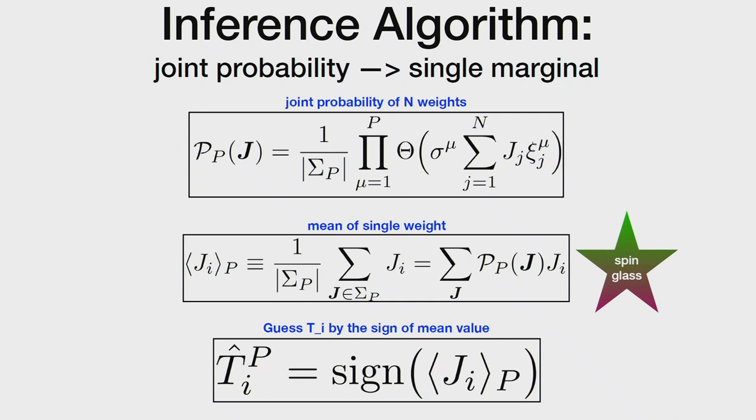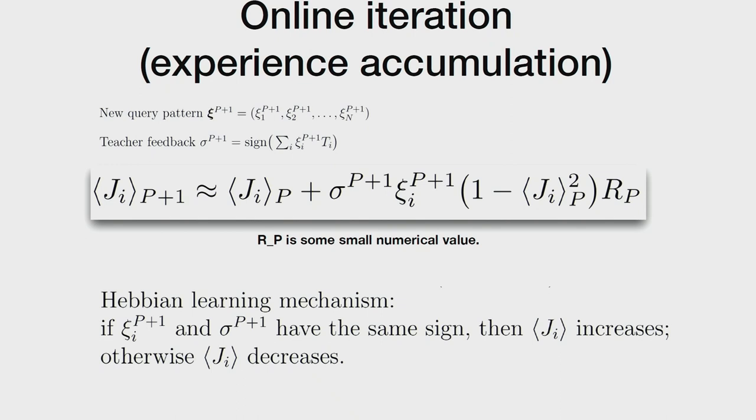For this, you can compute the mean value of each weight J_i, and you can then get a very simple algorithm. Just take the sign of this mean value of J_i, and take this to be the guess of the teacher's weight at this i-th element. When you use the spin glass theory of belief propagation, you can find that in this online iteration process, when the questions are asked one after another, and each question is used once, this weight will evolve according to this equation.